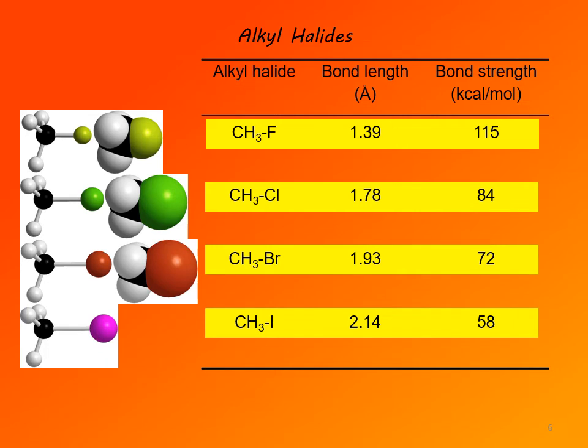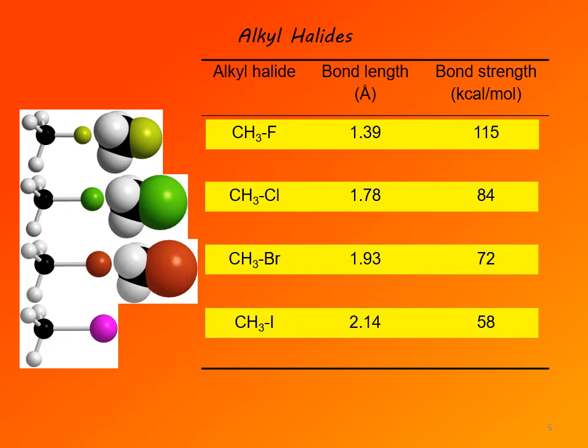And then we have the carbon-iodine bond, an even longer bond than carbon-bromine. Its length is 2.4 angstroms and its strength is 58 kilocalories per mole. That's actually a very long and very weak bond. You would say an extremely long and extremely weak bond.